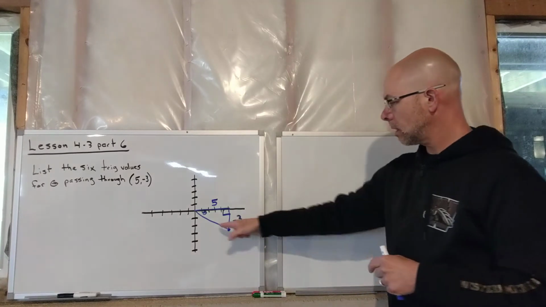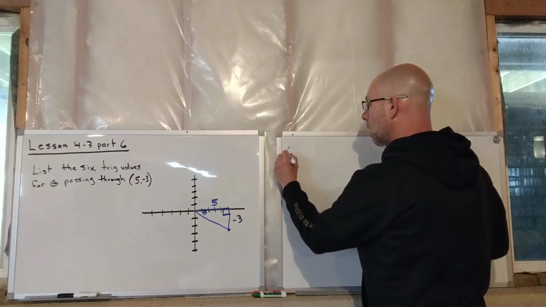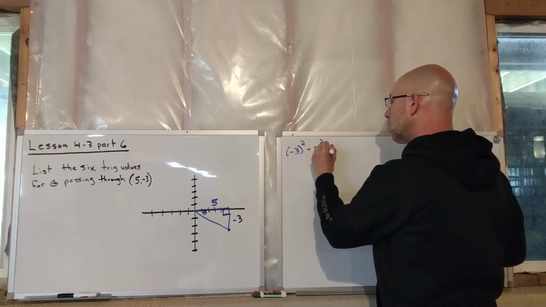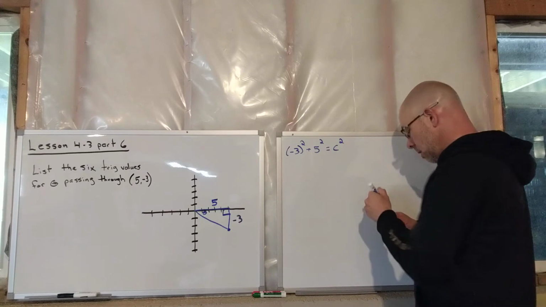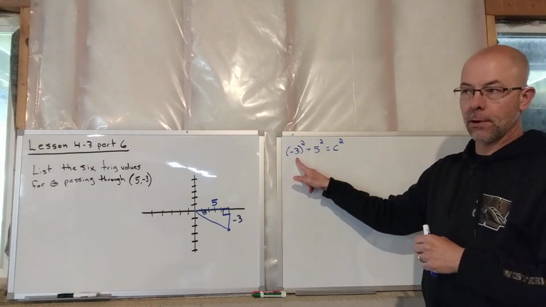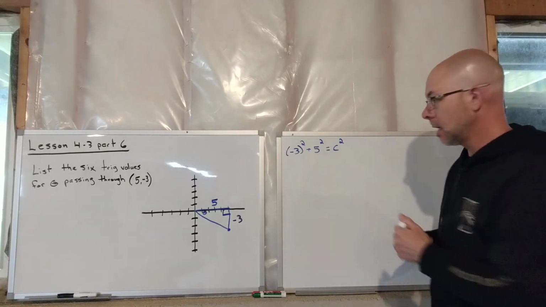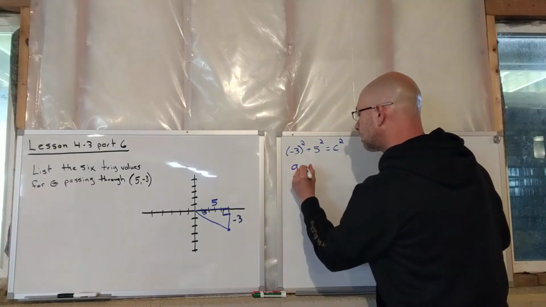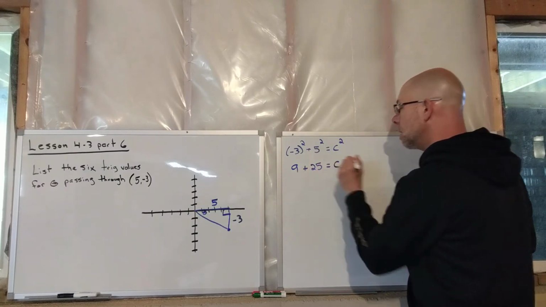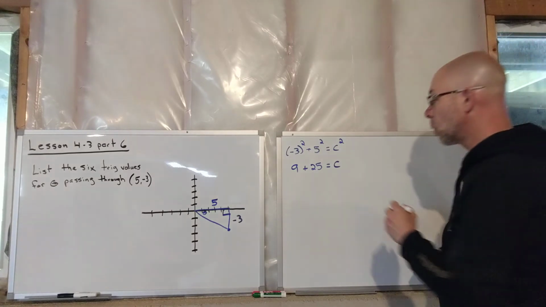Now, I'm going to do the Pythagorean theorem to find that missing side. It's going to be something like negative 3 squared plus 5 squared equals c squared. A squared plus b squared equals c squared. Guys, be super careful here. Negative 3 squared is always 9, not negative 9. So this is 9 plus 25 equals c squared. 9 plus 25 is 34.